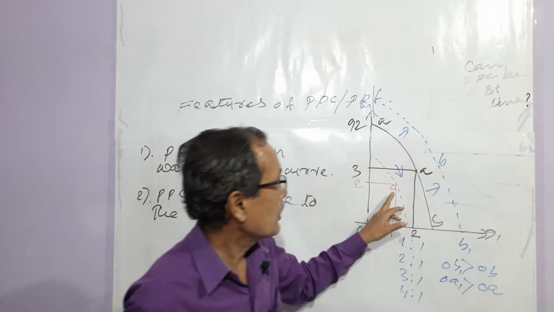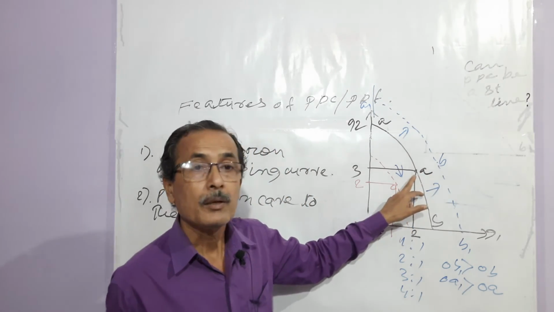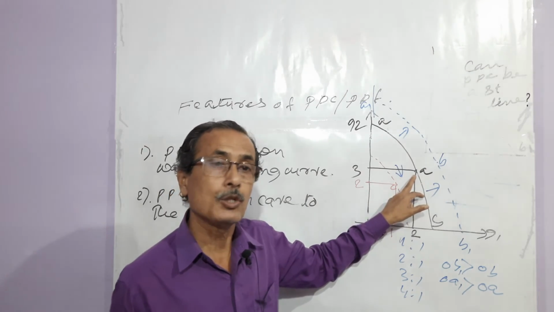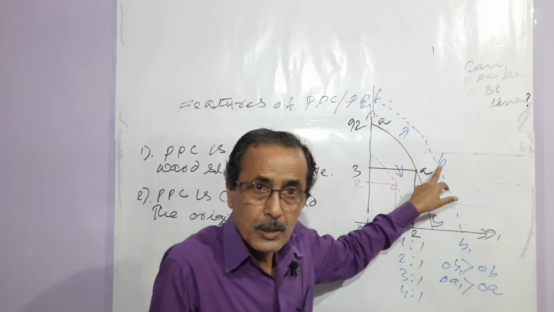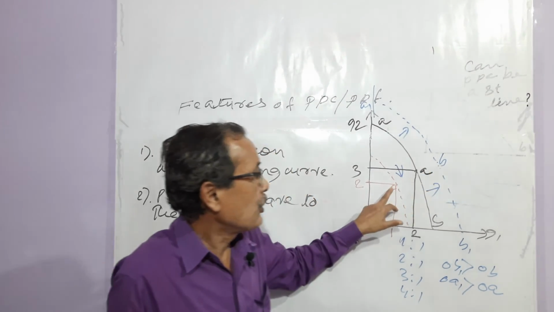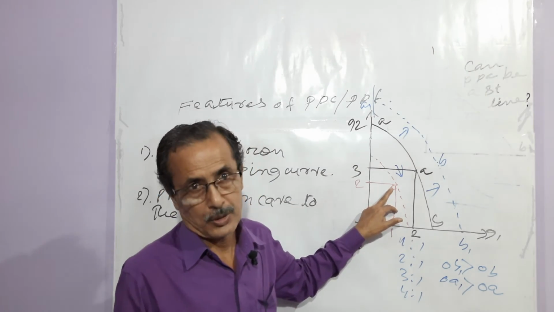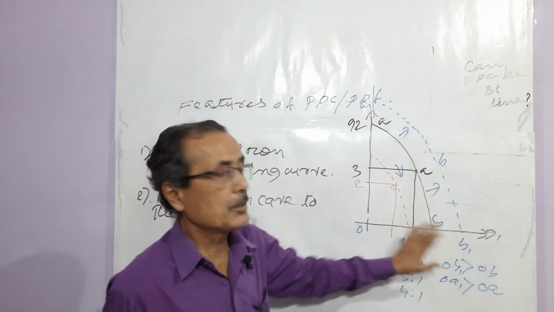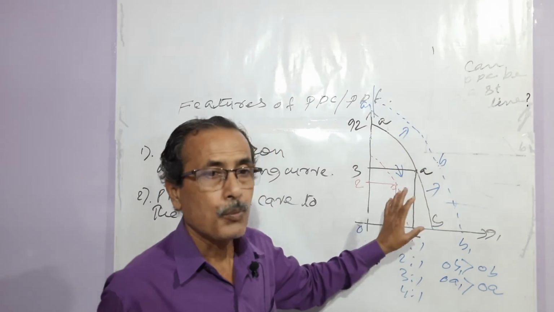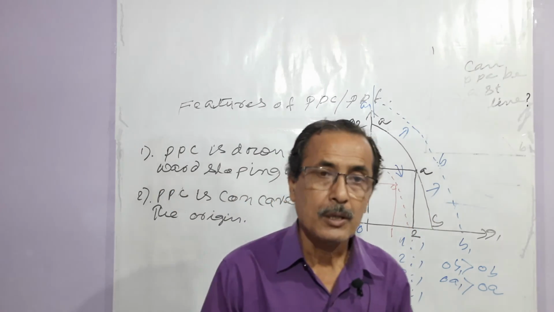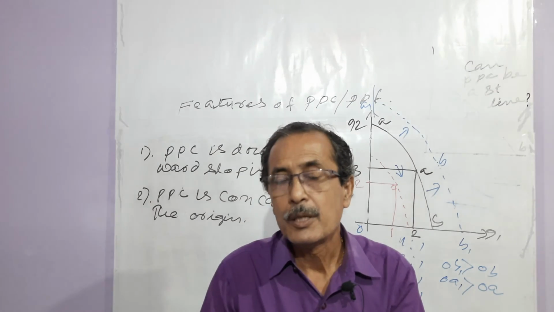So you have 3 conditions: point A, point B and point C. Point A indicates fuller utilization of resource. Point B indicates growth of the economy or growth of the resource, and point C indicates underutilization of resource. That you can show in the same diagram. Am I clear? These are 3 points that can be discussed in the same diagram with 3 different situations.